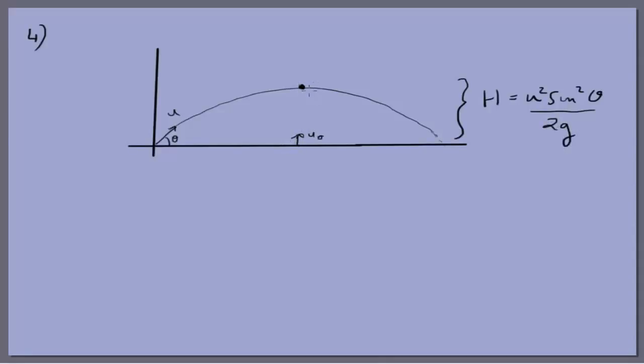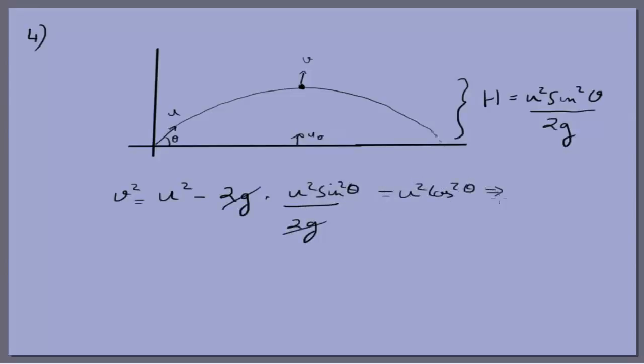So if we want to find out the vertical component of this velocity when it reaches here, v, we know that v square will be u square minus 2gh. That's the beauty of this third equation: v square is equal to u square plus 2ah does not have time in it, so you don't need to worry about times. h will be u square sine square theta by 2g. The 2g cancels. u square minus u square sine square theta is u square cos square theta, which means that v is equal to u cos theta.